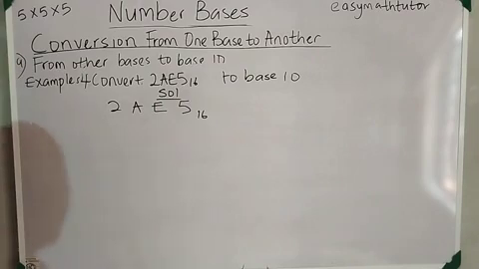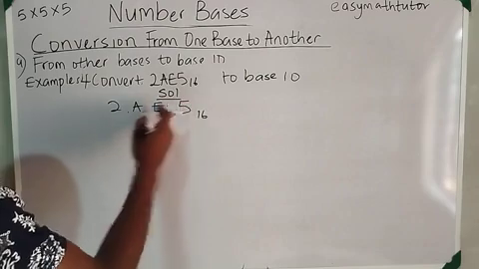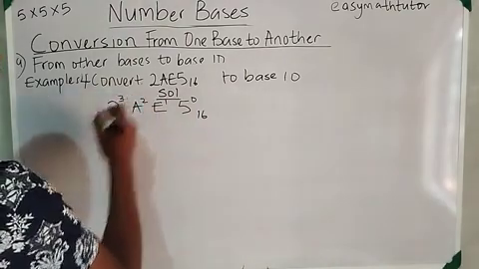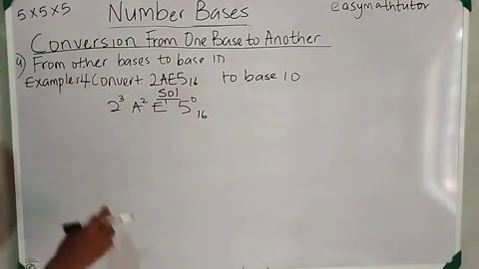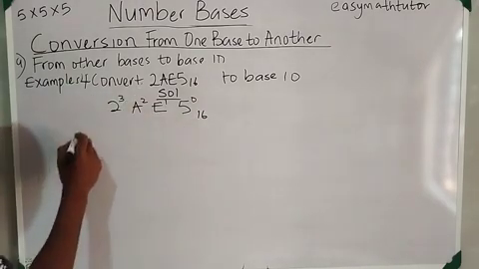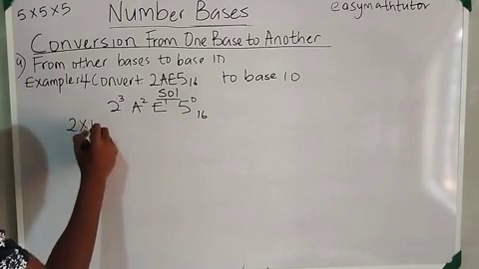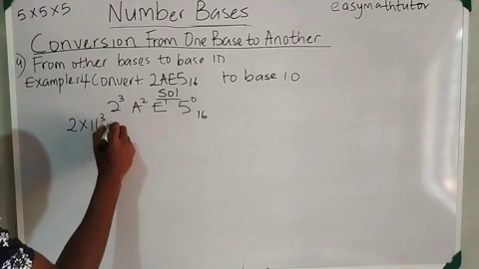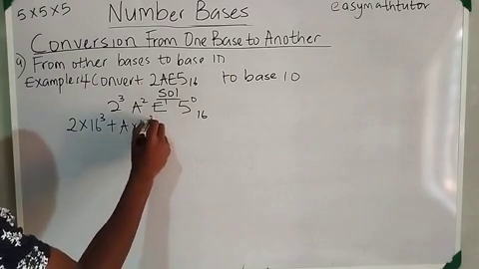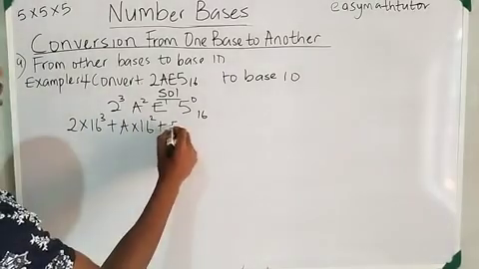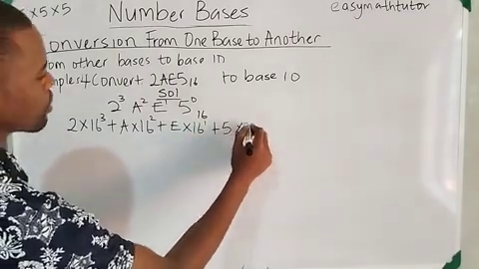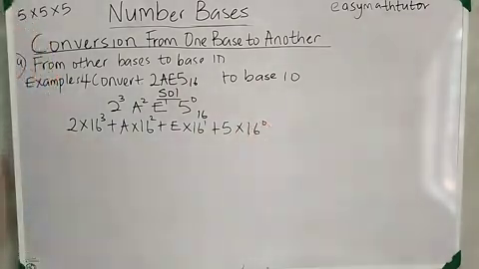The next step is to give them powers, starting from the right-hand side, moving backwards. This will have a power of 0, 1, 2, and 3. The third step is to multiply each number by the base raised to the power. That gives us 2 times the base 16 raised to the power 3 plus A times the base 16 raised to the power 2 plus E times the base 16 raised to the power 1 plus 5 times the base 16 raised to the power 0.